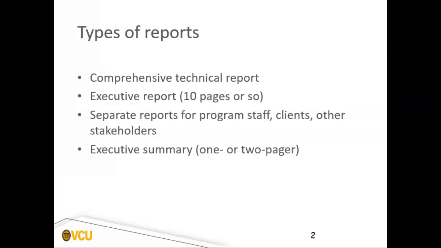There are different types of reports used in program evaluation. In some cases, the evaluator needs to write up the findings in different formats. The classic format is a comprehensive technical report. Another format is a brief executive report that is no longer than 10 pages or so. Sometimes it is necessary to write different types of reports for different types of stakeholders. Most evaluation reports should have a very brief executive summary.